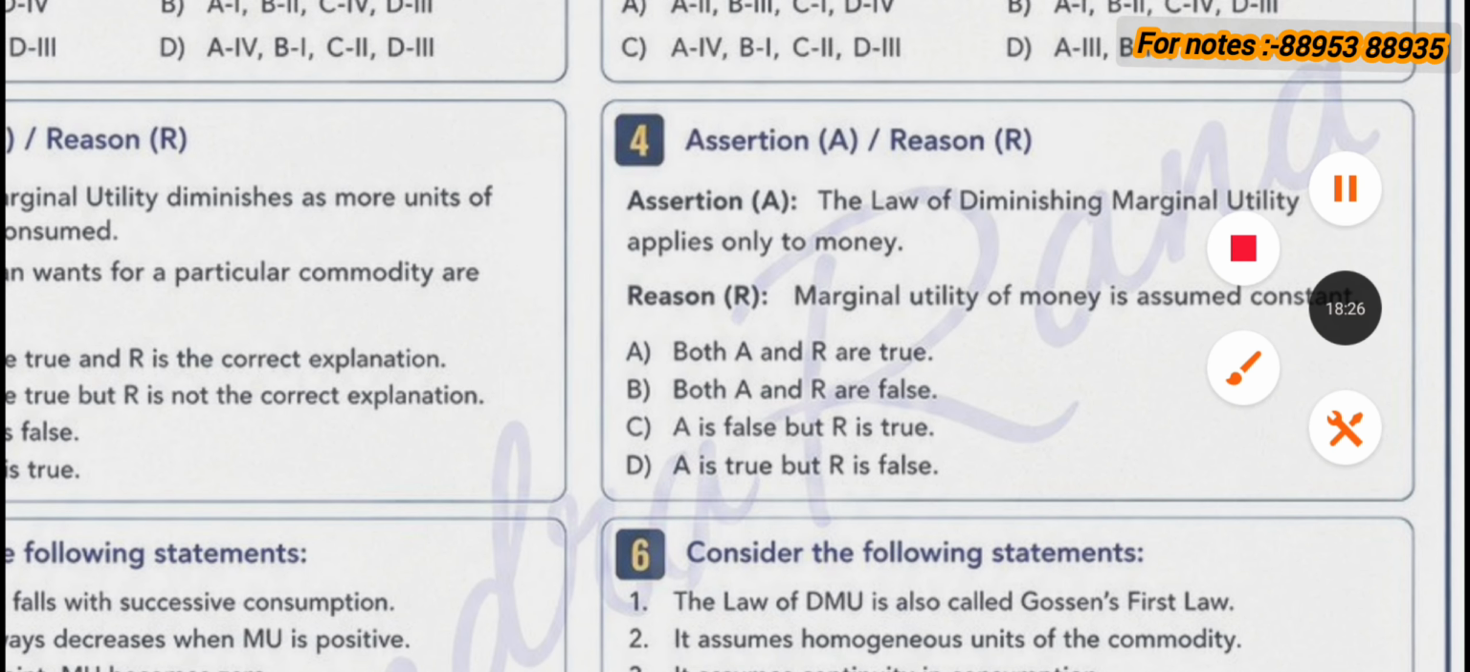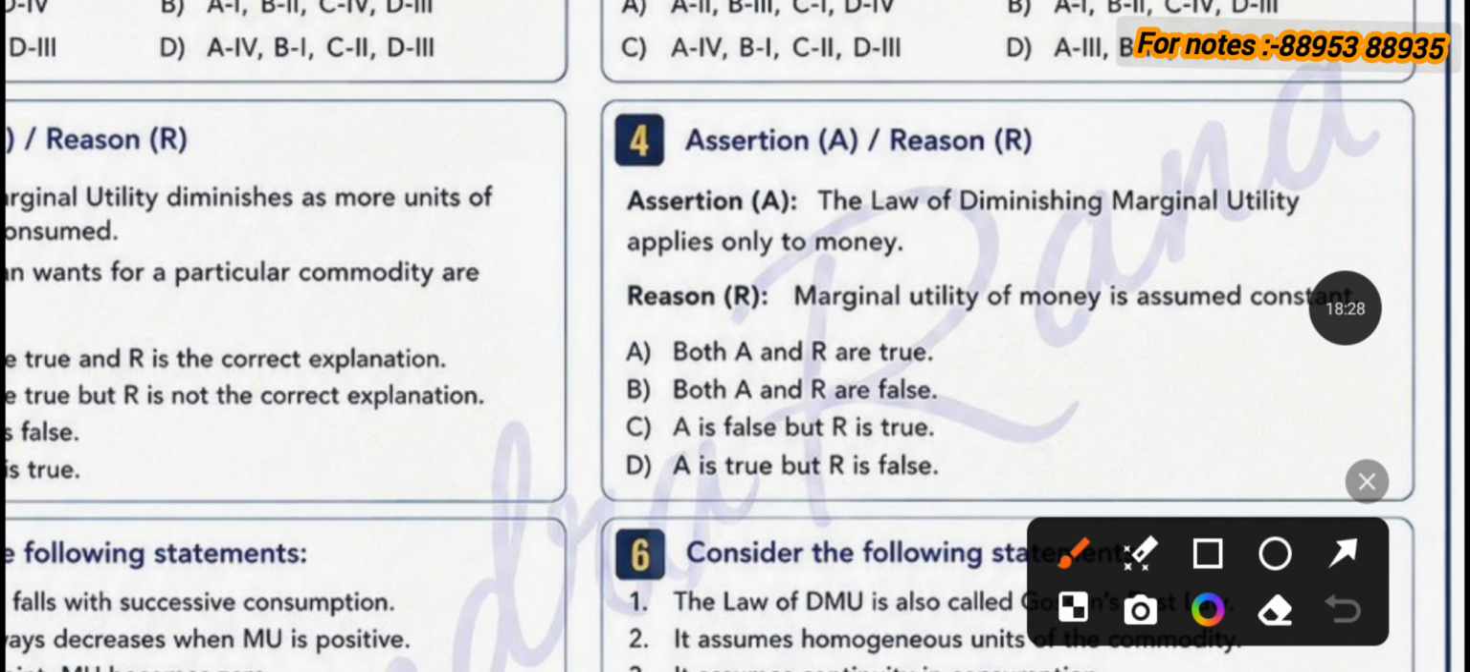And the question is, first assertion: the law of diminishing marginal utility applies only to money, and reason: marginal utility of money is assumed constant. Option A is both A and R true, option B both A and R false, option C A is false but R is true, option D A is true but R is false. Then what is the correct answer here? The correct answer is option C, A is false but R is true.